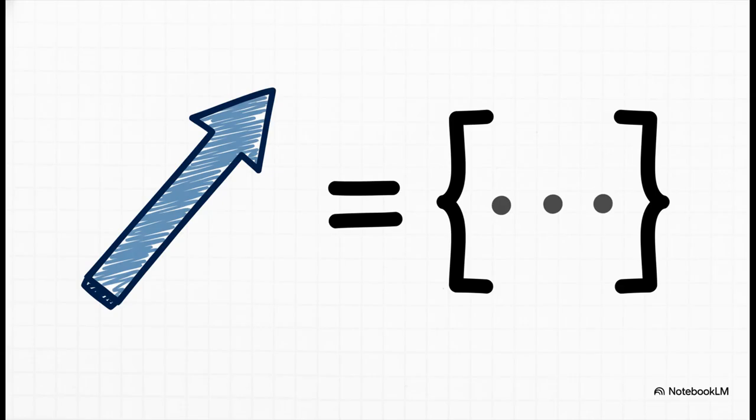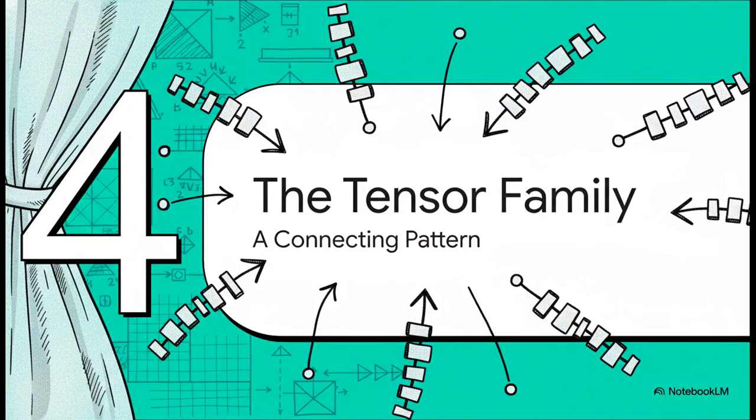So what this really means, and this is the big takeaway here, is that this arrow is the exact same thing as this simple list of numbers, 4, 3, and 0. They're not just related, they are two different ways of saying the exact same thing, an arrow or a list of numbers. Same object. All right, now we can introduce the tensor family. You're about to see the pattern that connects everything.